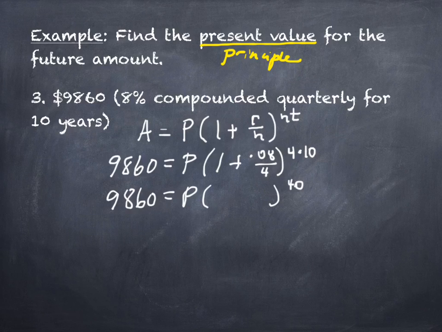So what is 0.08 divided by 4? 0.02. 0.02 plus 1? 1.02. Okay? Now, this will not always work out to being a nice, pretty number. We'll see another example that it doesn't in a minute, but that's okay. Now you're going to take the 1.02 and raise it to the power of 40, and it's going to look ugly. Okay? So find out what it looks like.